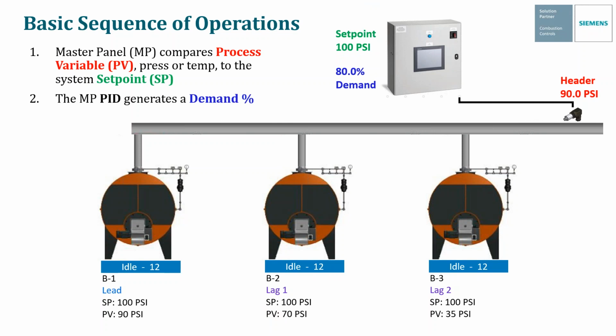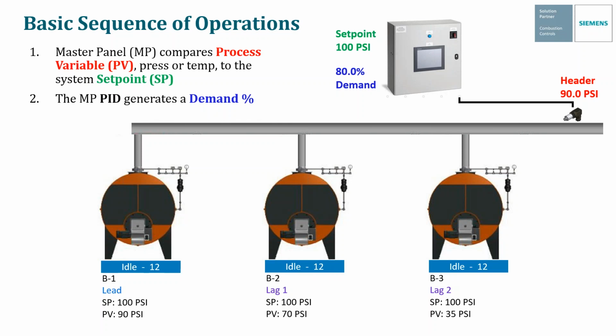Once the master panel has done that, it's going to use its PID settings to generate a demand percentage. Now, the total demand is determined by how many boilers you have. In this instance, because we have 3 boilers, we can have a total of 300% demand. That means it's an additive number. So if you wanted to have 2 boilers at 100% firing rate, you would have a demand of 200%.